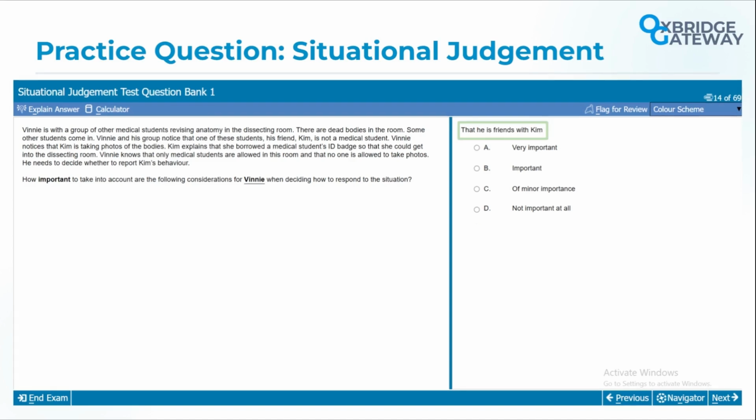A later question asks us the importance of Vinny being friends with Kim. This is a clear-cut example of where the application of ethics and legality should not be changed from student to student or person to person, depending on circumstantial relations. Again, the answer here is D, not at all.